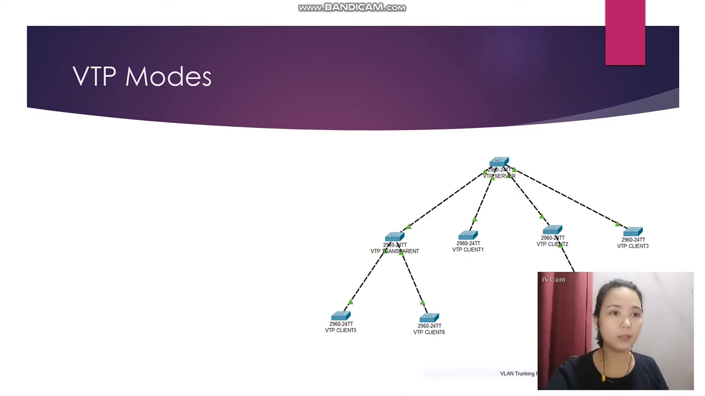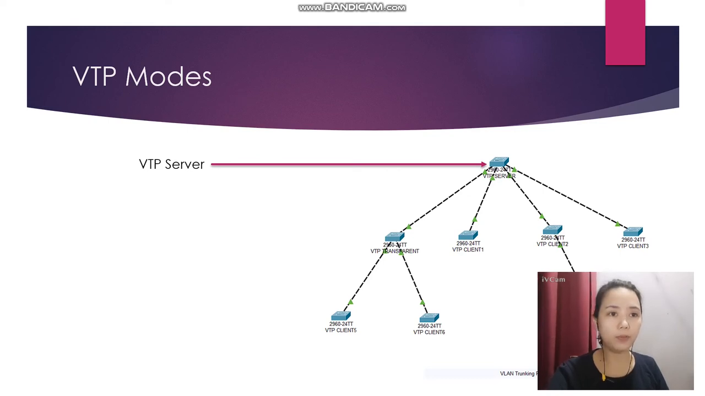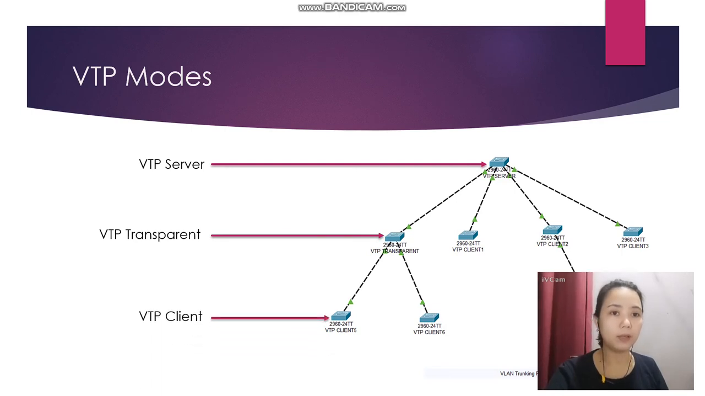So this is a sample illustration of VTP modes. For example, this is the VTP server, the second one shows the VTP transparent, and the last one shows the VTP client in the switch network. This is an example of VLAN Trunking Protocol.